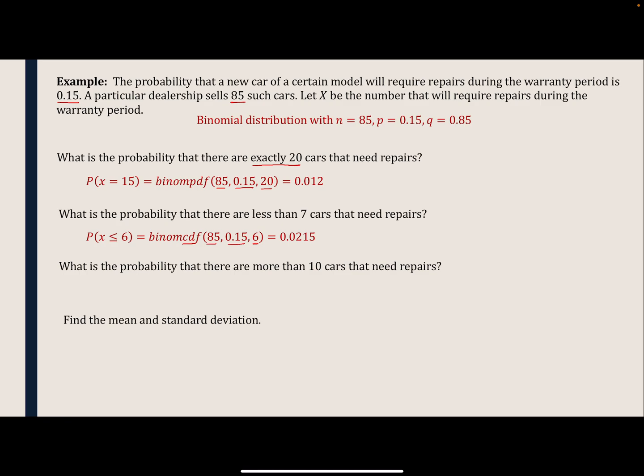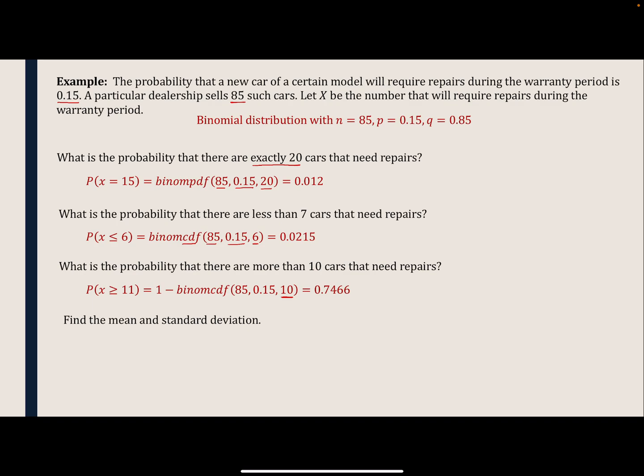What is the probability that there are more than 10 cars that need repairs? Well, more than 10 would be 11, 12, 13, 14, all the way up to 85. So we're going to need to use the complement rule with 10 or fewer. So we're going to use 1 minus the CDF command using 10, since we don't want 10 as part of our answer because we want more than 10, which means we want to subtract off the 10, 9, 8, 7, 6, 5, 4, 3, 2, 1, 0.